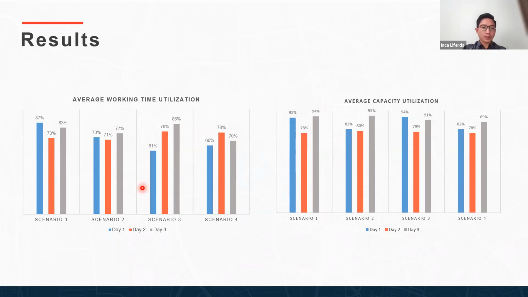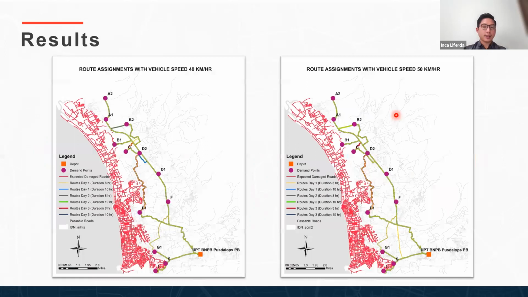This one is going to be day 1, day 2, and day 3, and this one is the scenario, going to be like the number of vehicles. Here we can compare the number of scenarios, and based on the working time and also the capacity utilization, we can choose the best scenario to be applied if this disaster occurs.